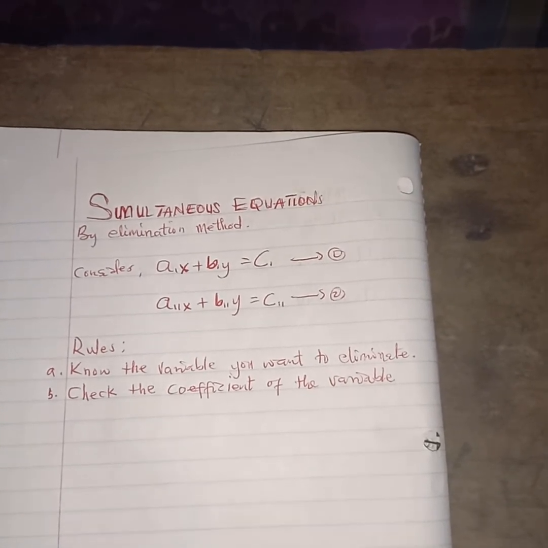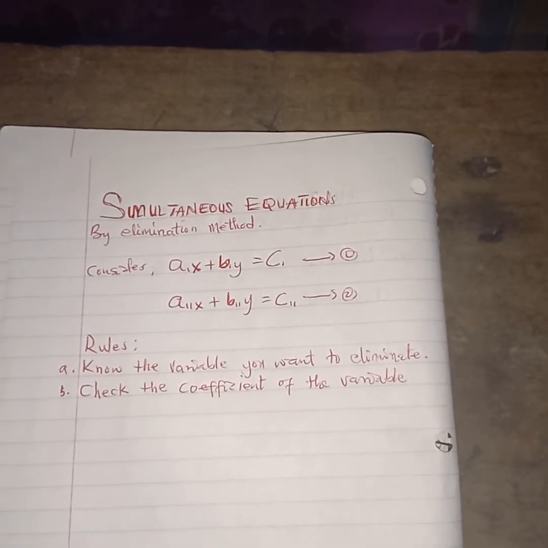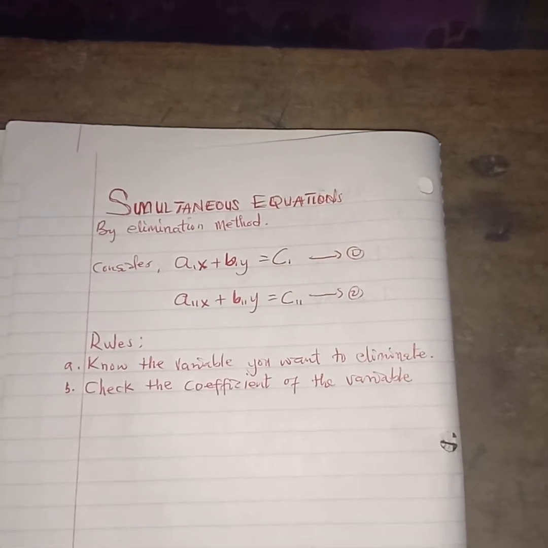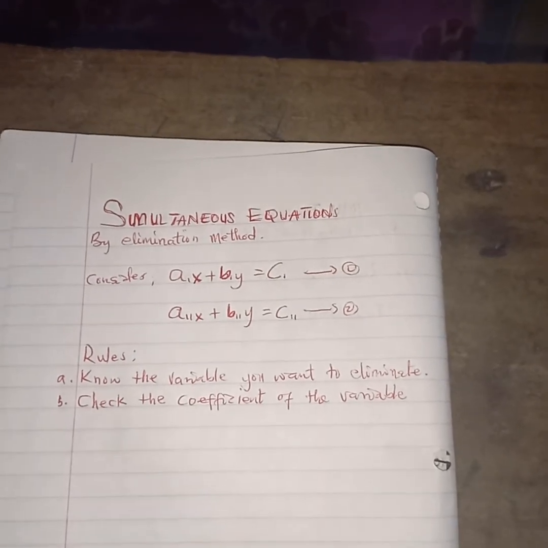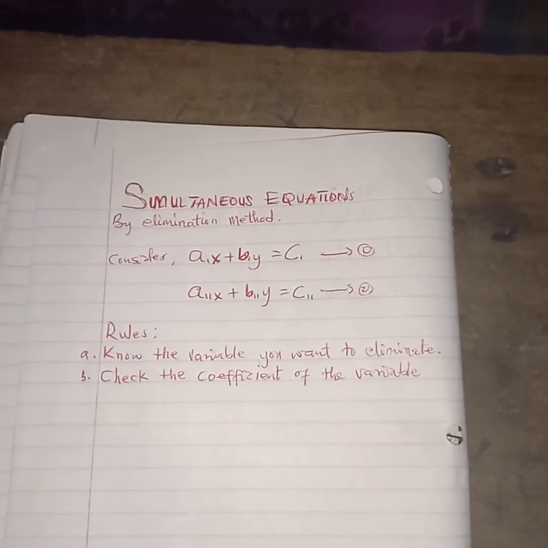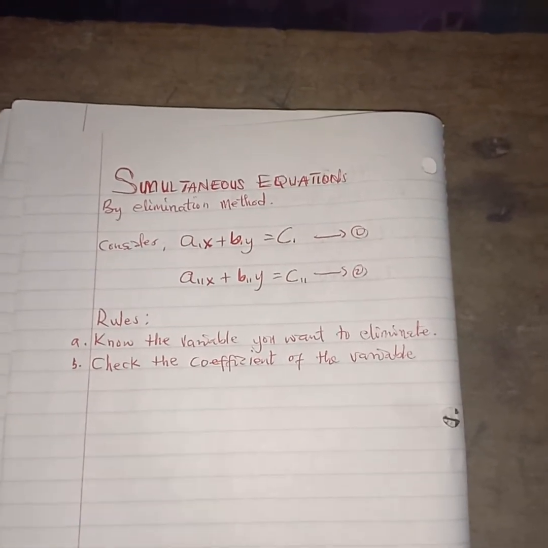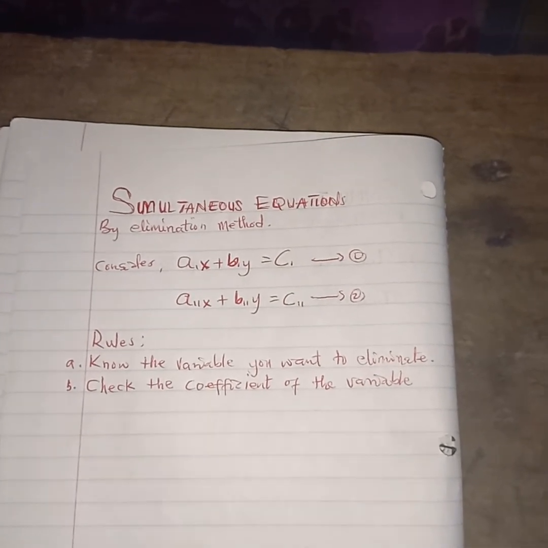Let's say a subscript 1 is 1, that is the coefficient is 1, but a subscript 2 is 3, the coefficient is 3. Then you have to multiply equation 1 through by 3 and then equation 2 by 1, so that at the end of the day the coefficients of x in both equations will be common.